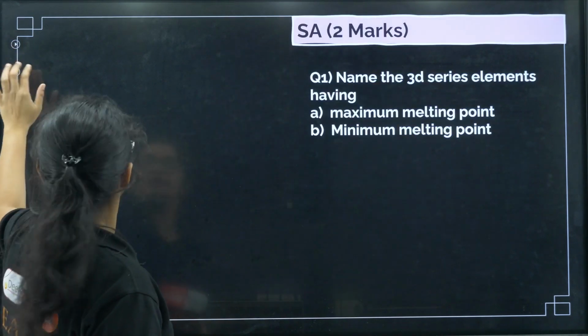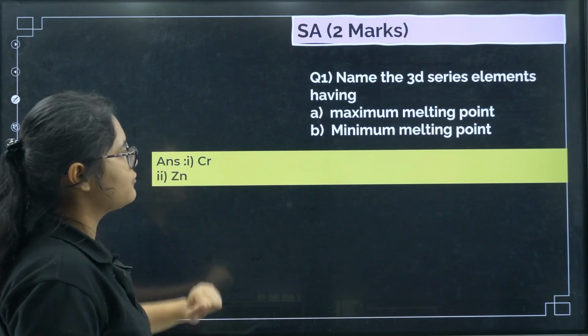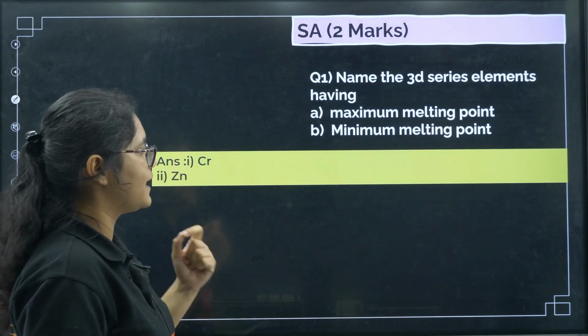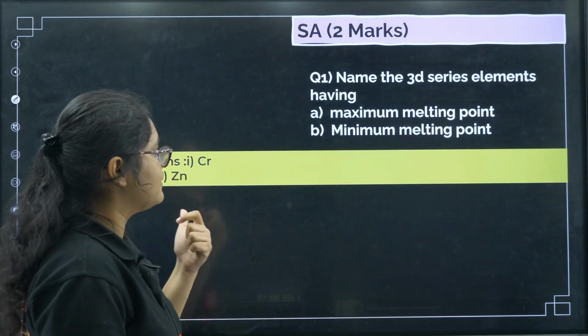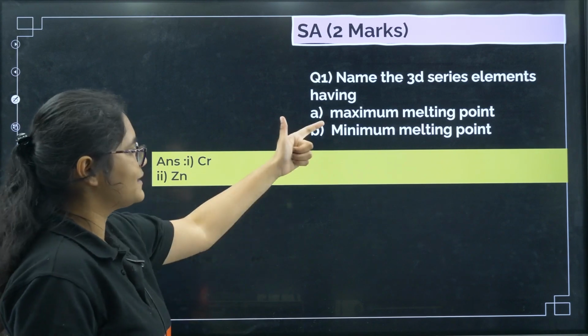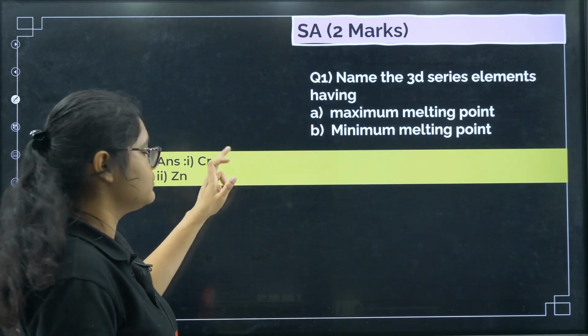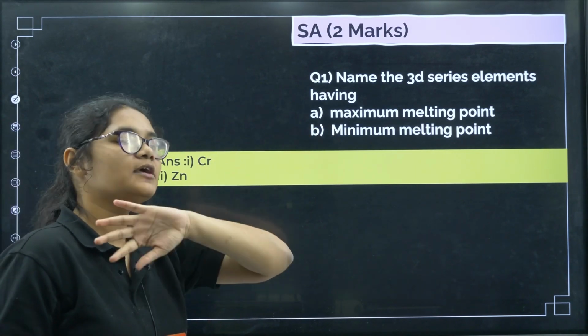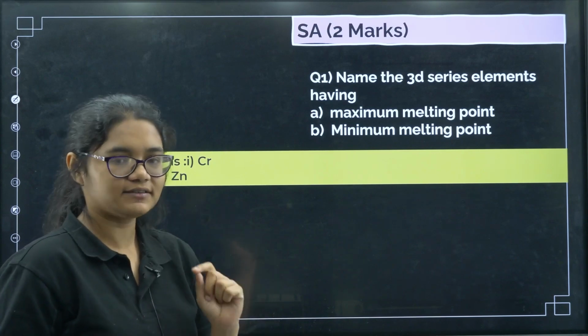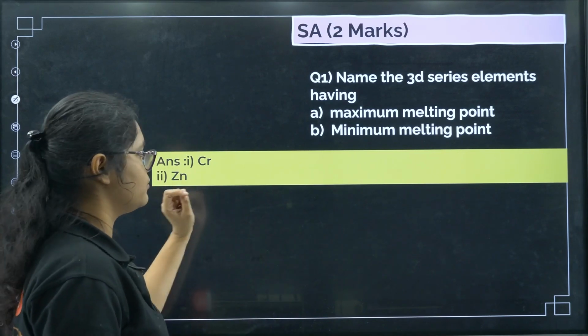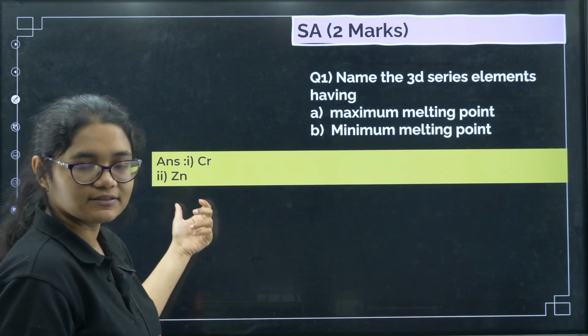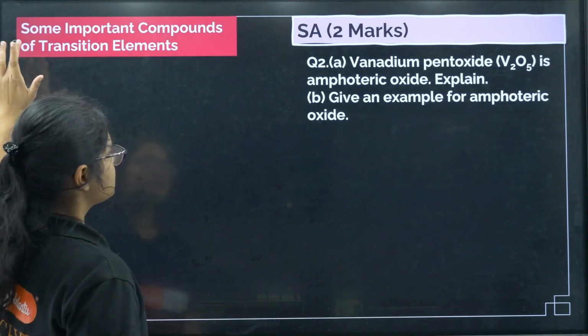Okay. Next, we'll go to the d-block chapter. Questions here I have taken. First of all, name the 3d series elements having maximum melting point and minimum melting point. Maximum melting point is your chromium in the 3d series itself. If you see the complete d-block, then it is tungsten, but in 3d series it is chromium, and minimum melting point is your zinc.